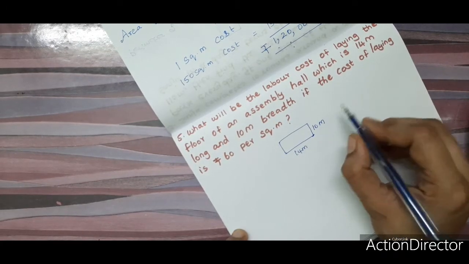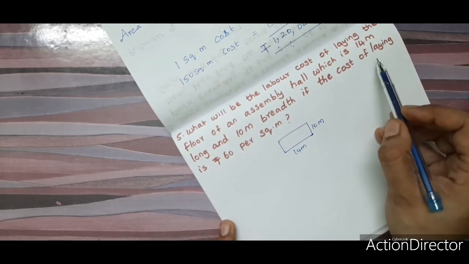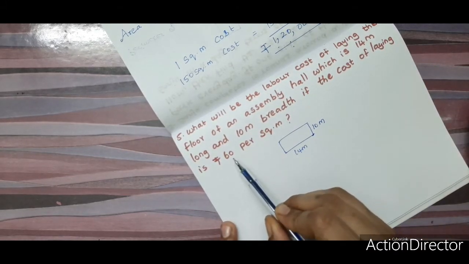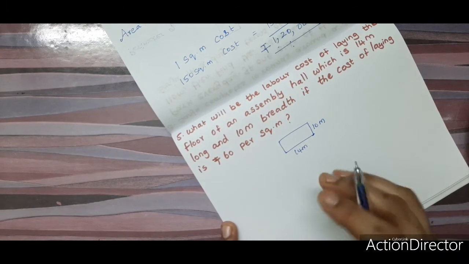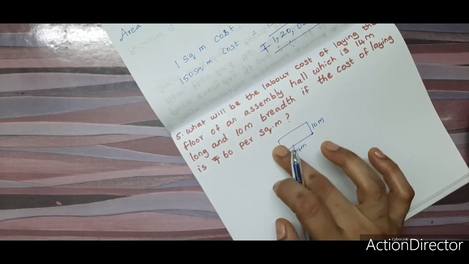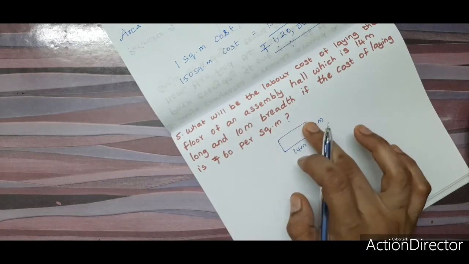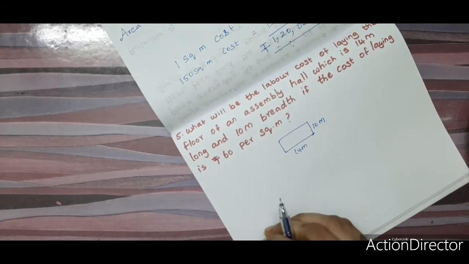For building this assembly hall, the cost is 60 rupees per square meter. So how much in total? For that also, what do we have to do? First we have to calculate the full area. What is the area of this full rectangle? First we calculate that, then we calculate the cost.